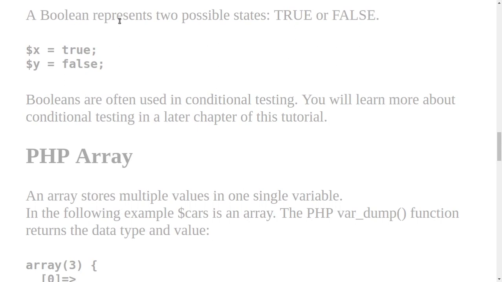PHP Boolean. A Boolean represents two possible states: true or false. $x = true; $y = false. Booleans are often used in conditional testing. You will learn more about conditional testing in a later chapter of this tutorial.